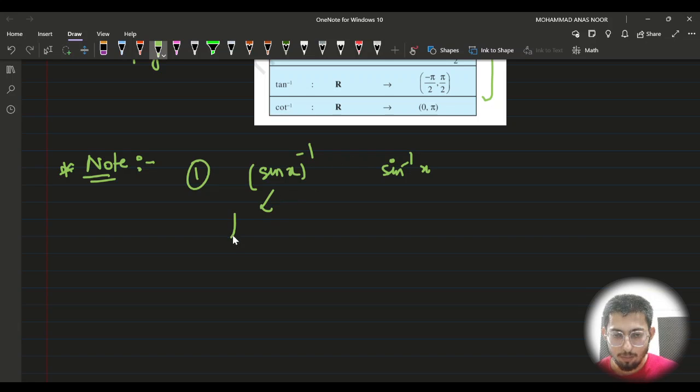This is 1 by sine x. That one is itself a function. Xi is equal to sine inverse. This is a notation to denote an inverse trigonometric function, so they are not the same.